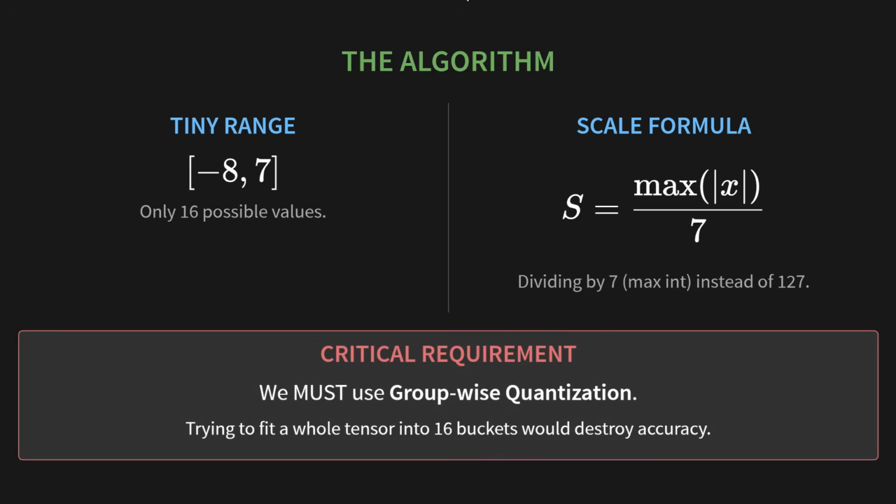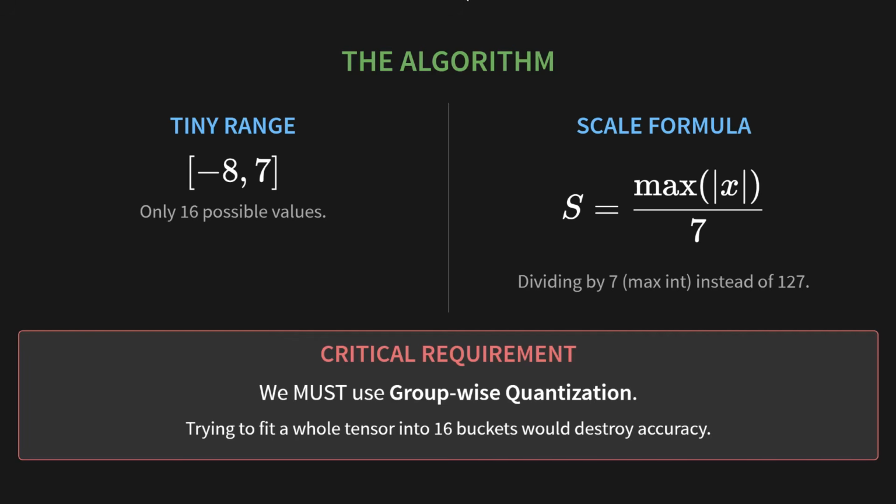Because this range is so small, there is a critical requirement. We must use groupwise quantization. Trying to squish an entire tensor into just 16 buckets would be a catastrophe. It would completely destroy the model's accuracy. We have to work in small, isolated groups.